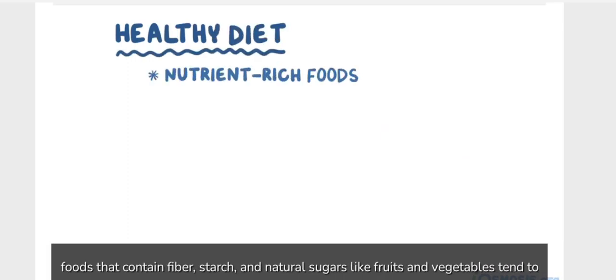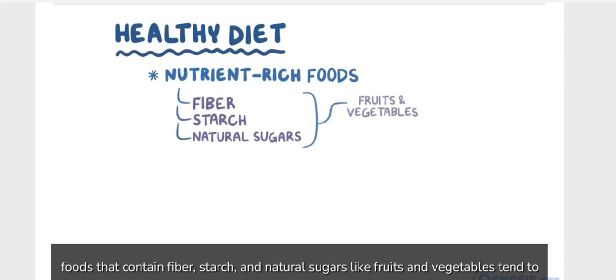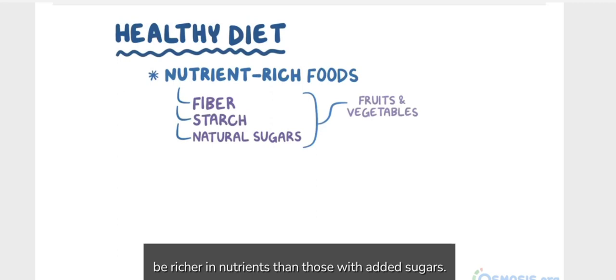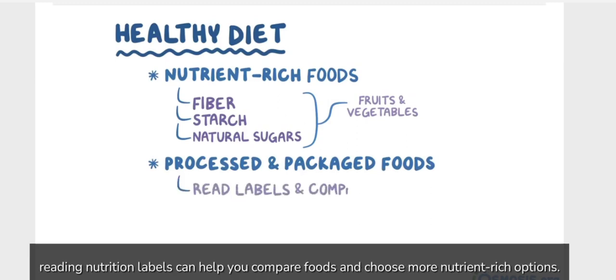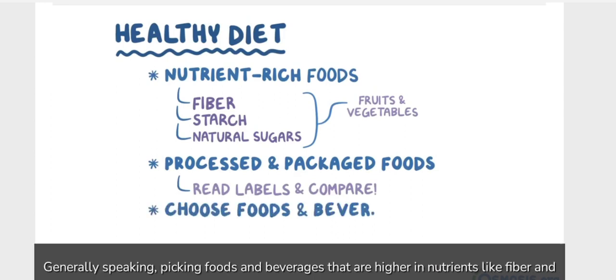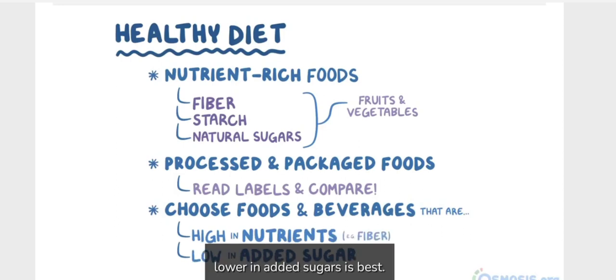Now, eating a healthy diet means choosing foods that are as nutrient rich as possible. And foods that contain fiber, starch, and natural sugars like fruits and vegetables tend to be richer in nutrients than those with added sugars. Having said that, processed and packaged foods are a part of most people's diets. So, carefully reading nutrition labels can help you compare foods and choose more nutrient rich options. Generally speaking, picking foods and beverages that are higher in nutrients like fiber and lower in added sugars is best.